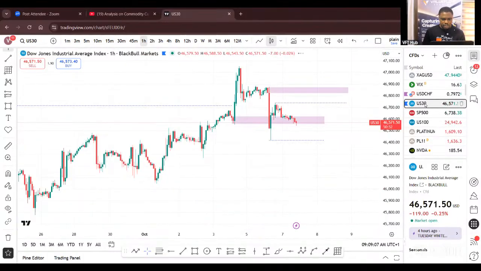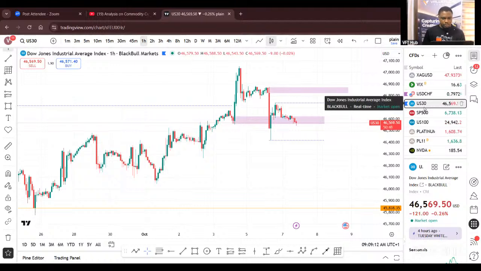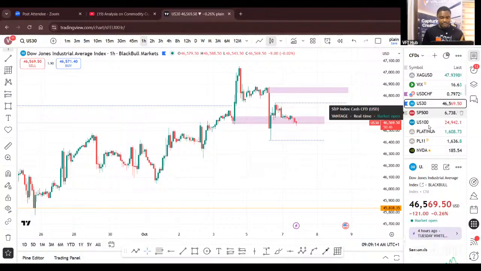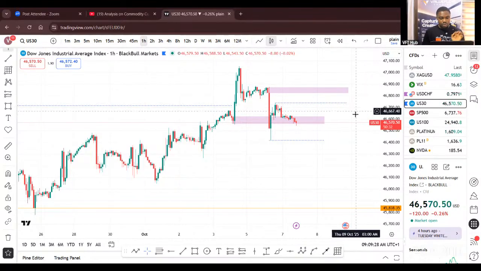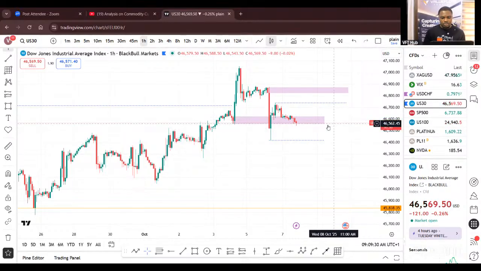S&P 500, I'm looking at taking a buy. Also buy, and I'm looking at both buy and sell this morning. But for US 100 and S&P 500, I'm sitting out. US 30, I'm looking at buying the market and depending on what price does before the 1:30 New York session.